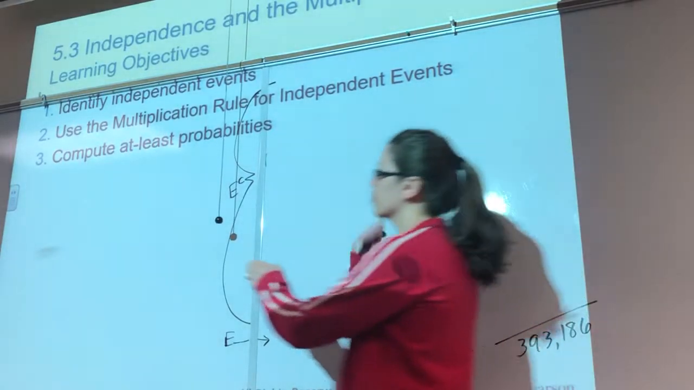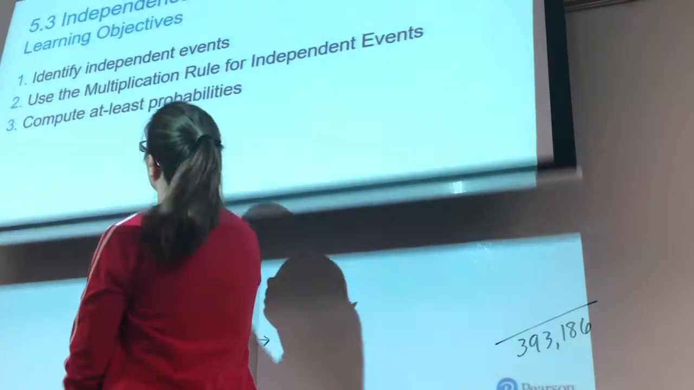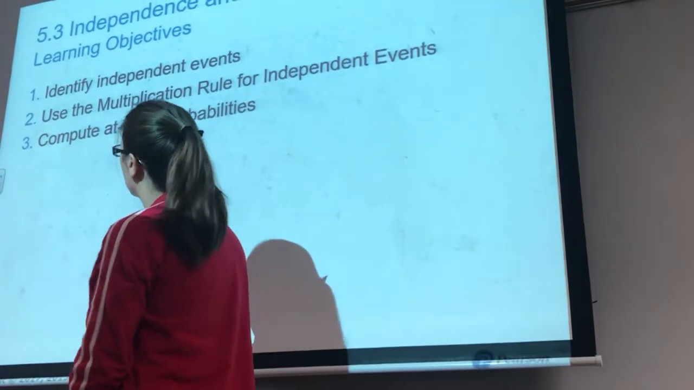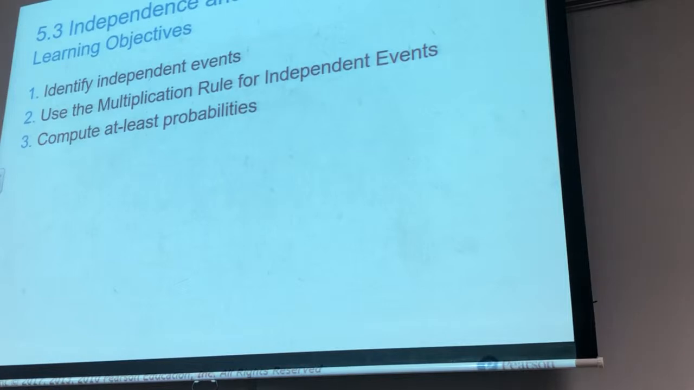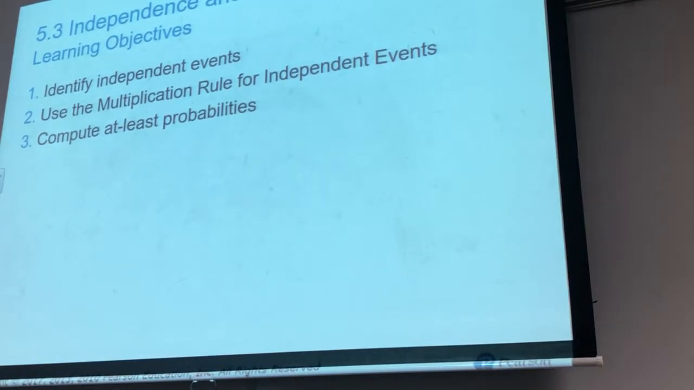So addition rule, complement rule from 5.2. The last thing we're going to go over in 5.3 is the multiplication rule. We're going to keep this pretty simple too. We're going to make sure that we're using independent events and we're not going to use dependent events.